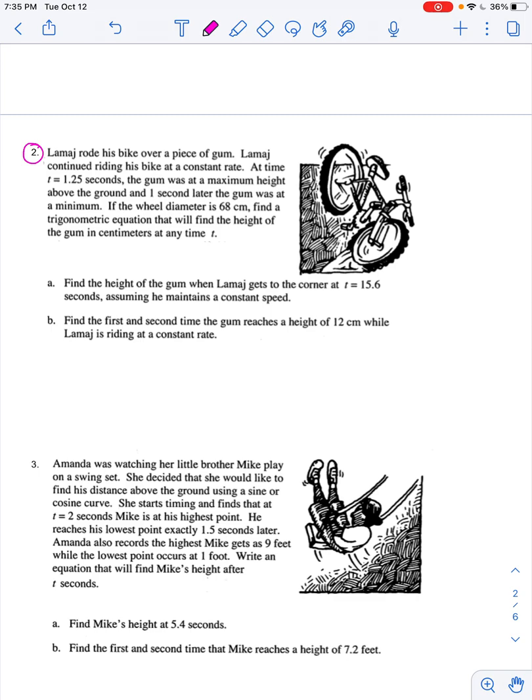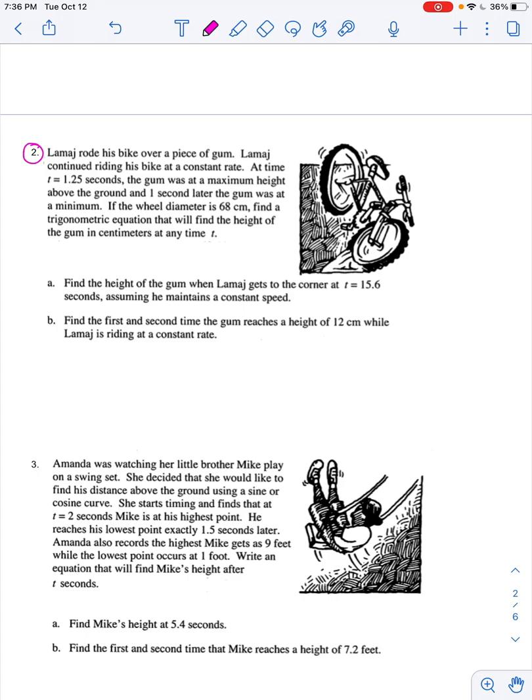So these are in the sinusoidal setup area. Lamage rode his bike over a piece of gum. Lamage continued riding the bike at a constant rate. At a time of t equals 1.25 seconds, the gum was at a maximum height above the ground, and 1 second later, the gum was at a minimum. If the wheel diameter is 68, find the equation to find the height of the gum at any time.